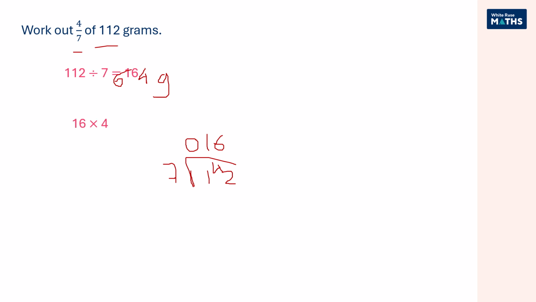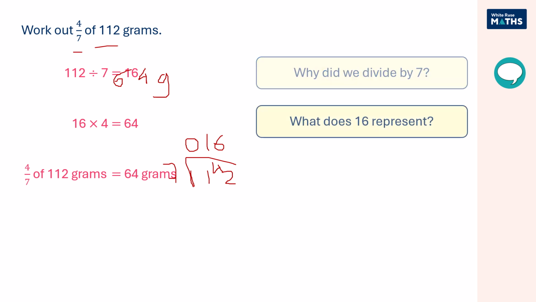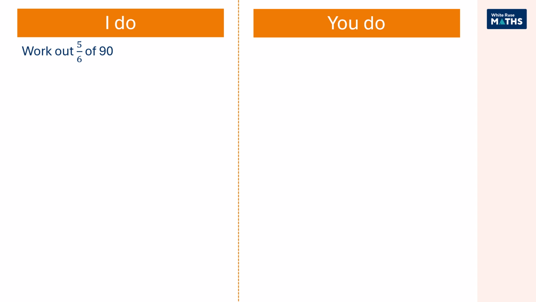Okay, so we divide by the bottom and times it by the top. We divide by 7 because we're splitting it into sevenths, 7 equal parts, because that's our denominator. And then 16 represents 1 part, and then we multiply by 4 because there are 4 lots of 1/7, so 4 lots of 16.